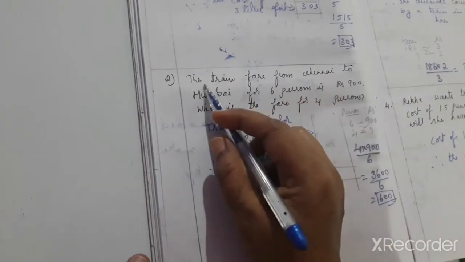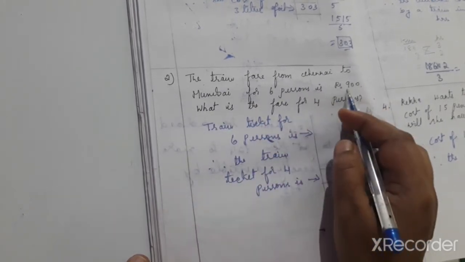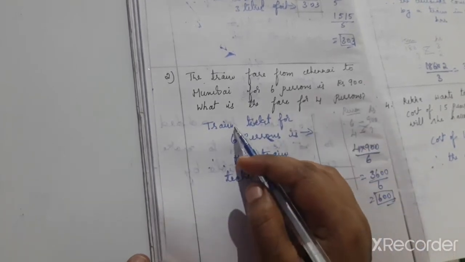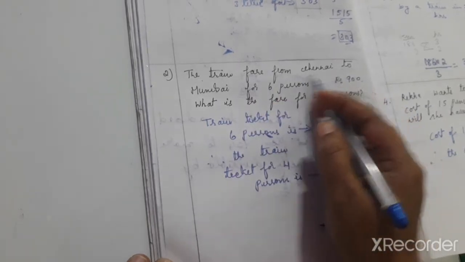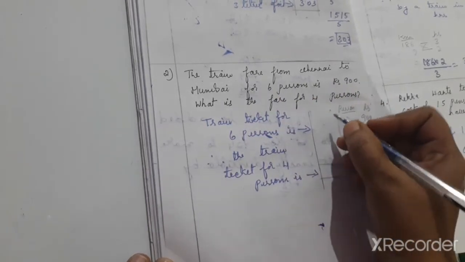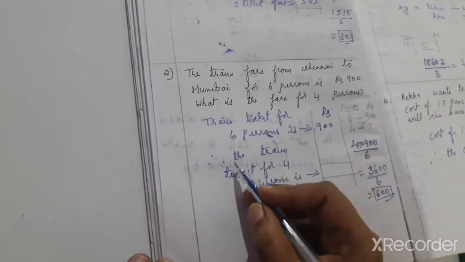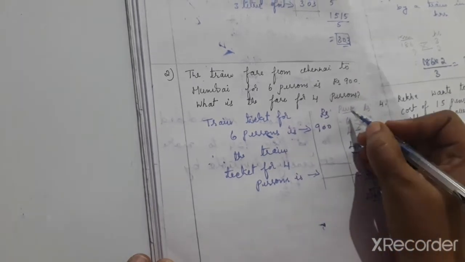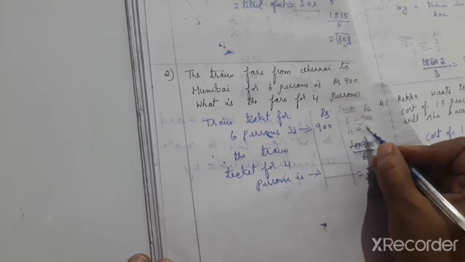Now next question, second one. The train fare from Chennai to Mumbai for 6 persons is rupees 900. What is the fare for 4 persons? The train ticket for 6 persons, how much? 900 rupees. Therefore, the train ticket for 4 persons, that we have to find. Persons and rupees, that is the main thing. For 6 persons cost is 900. For 4 persons, question mark.